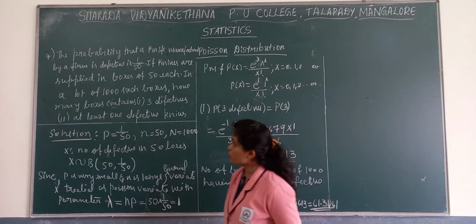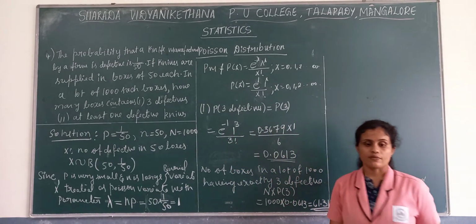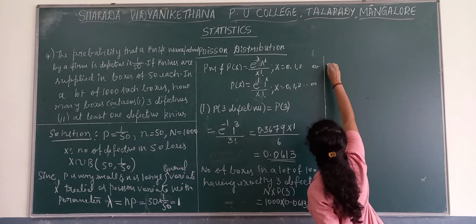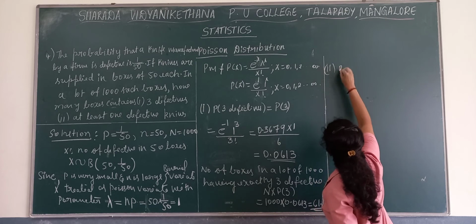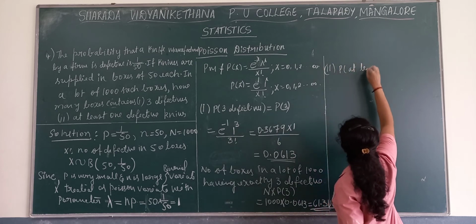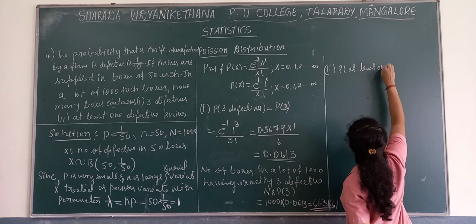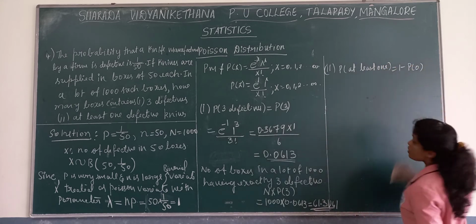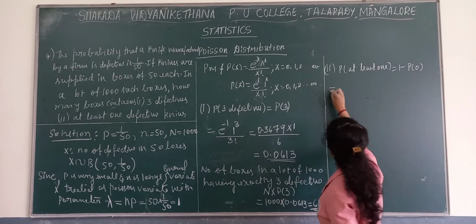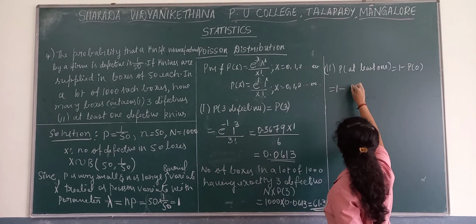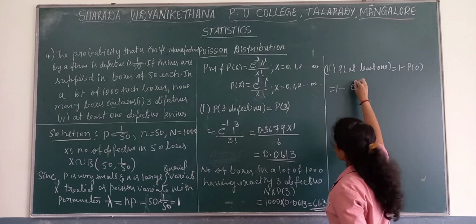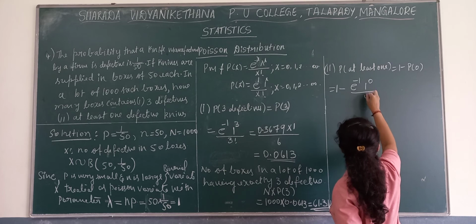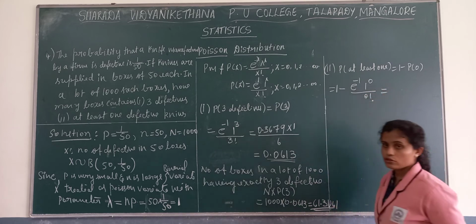Now the second question, at least one defective knife. Now we have to see at least one defective. Take the second question there. P of at least one means 1 minus P of 0. Now take the formula. 1 minus P of 0 means e to the power minus lambda, lambda is 1, and lambda to the power 0 divided by 0 factorial.